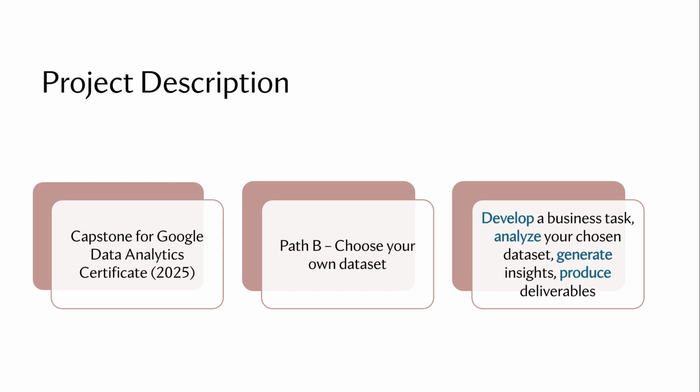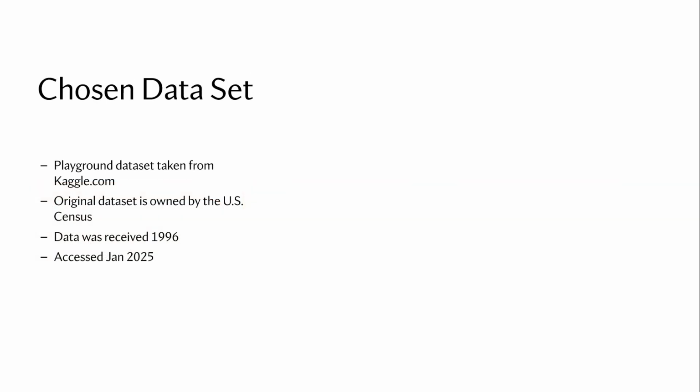So I chose path B because I really wanted to see what it felt like to put myself in the shoes of a professional data analyst that has to go and find data sets to satisfy a unique problem that a business may be facing. The data set that I chose came from Kaggle. It's a great site that was shown to us in our analytics course. And the original data set is owned by the U.S. Census Bureau, received or created around 1996, and I accessed it January 2025.